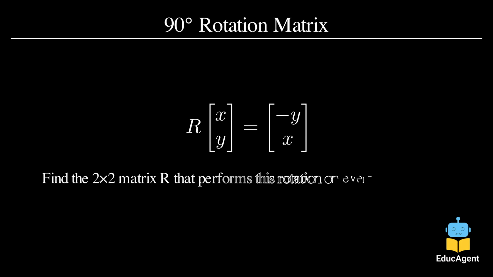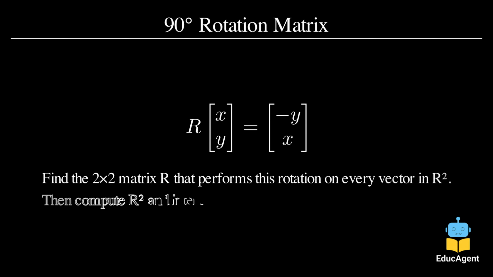Here's the problem we'll solve today. We're given a transformation that sends a column vector (x, y) to a column vector (-y, x). Your job is to write it as a 2x2 matrix R, then square that matrix to see what two 90-degree rotations do.